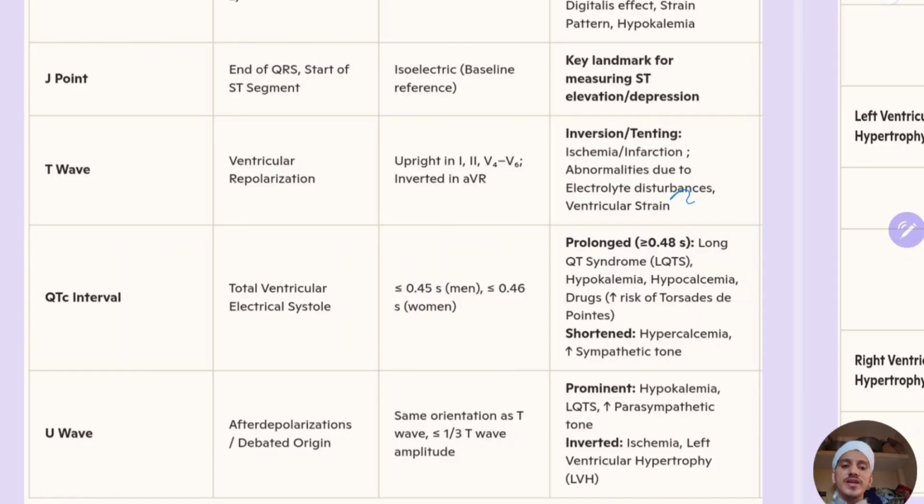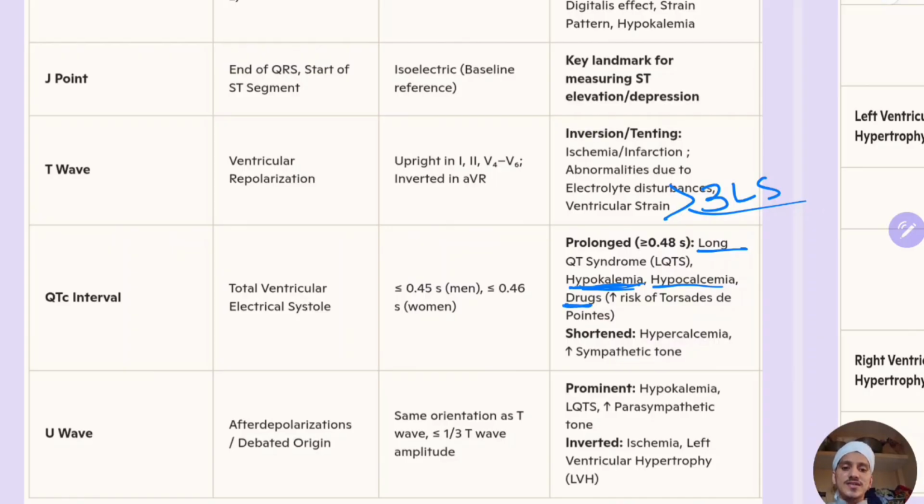So when it is prolonged, meaning it is more than approximately 3 large squares, 0.48, it is known as prolonged corrected QT interval. So you will see this in long QT syndrome, in hypokalemia, hypocalcemia. So calcium has more to do with the QT interval. And remember, concentration of calcium is inversely proportional to the QT interval. When there is hypercalcemia, QT interval will be shortened. When there is hypocalcemia, QT interval will be prolonged.